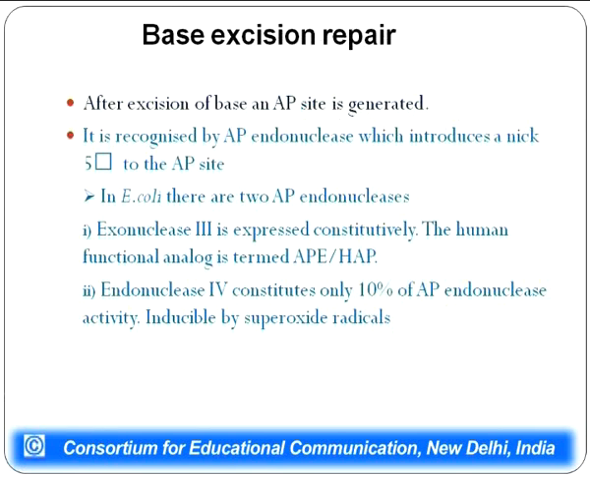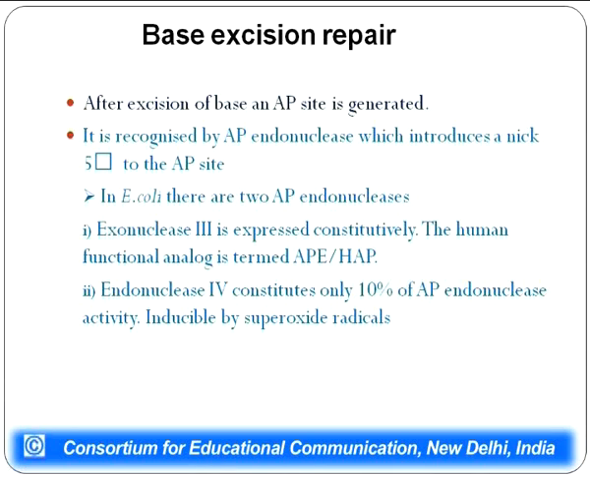Now, after the excision of the base, an AP site has been generated. Now, there is a requirement of an endonuclease, which will make a cut 5' to the AP site. There are many types of AP endonucleases. In E. coli, 2 of the endonucleases are mainly in function. One of them has been named exonuclease 3 because initially its function was found to be that of exonuclease, but it had endonuclease function also.